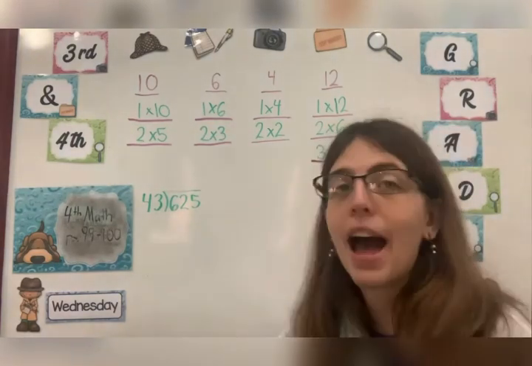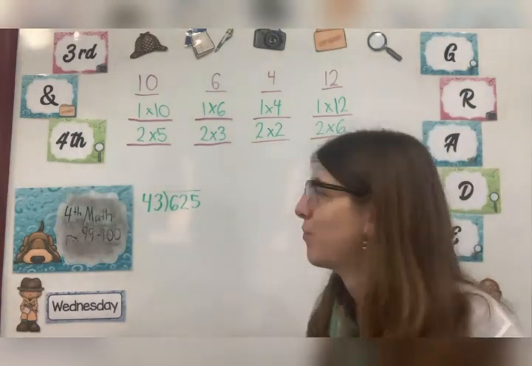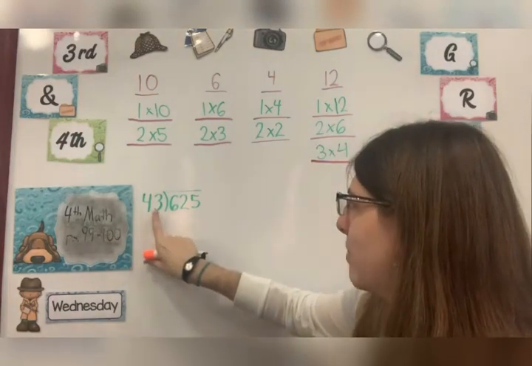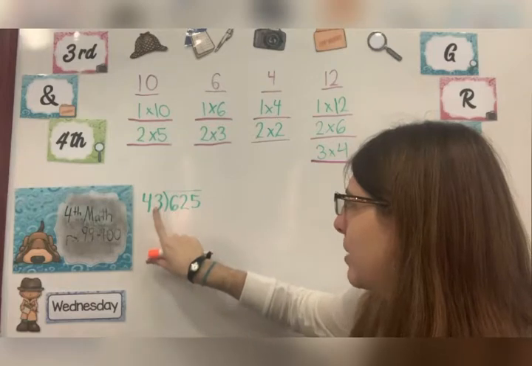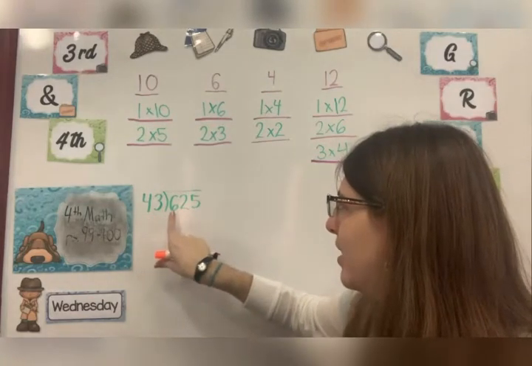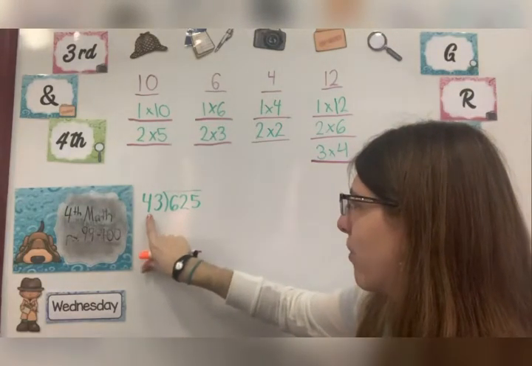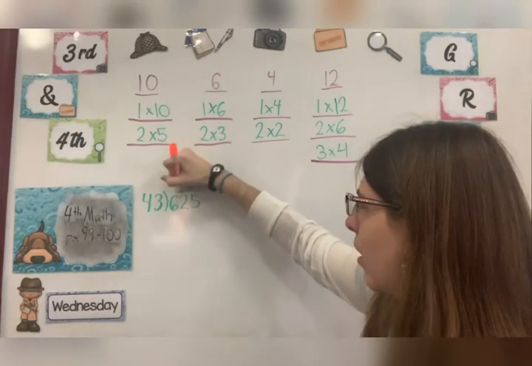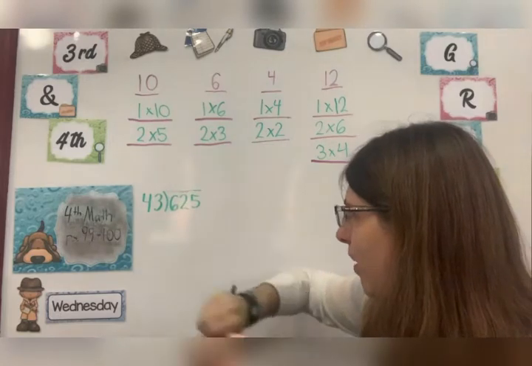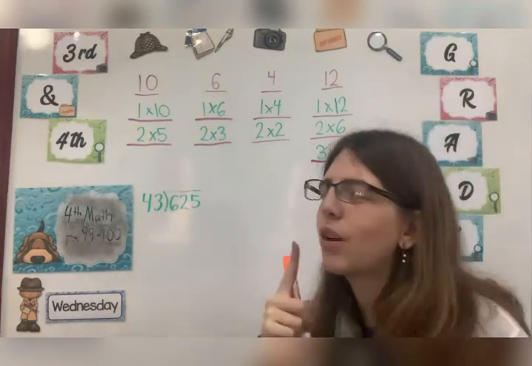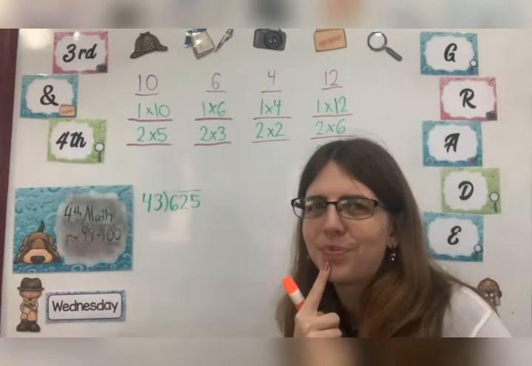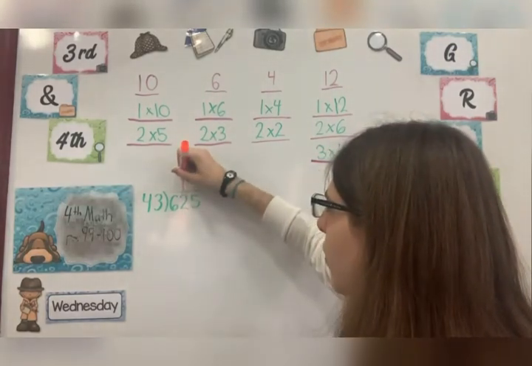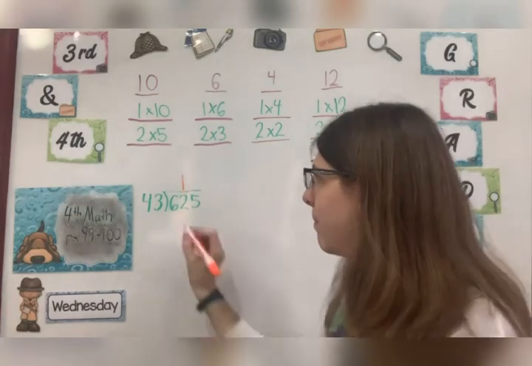625 divided by 43. I know I'm going to use 4 to estimate. Can I divide 6 by 43? No, it's too small. How about 62 by 43? Yes. So I'm going to put my first number over the 2. How many times could 4 go into 6? 1 time. So that means 43 most likely goes into 62 1 time.